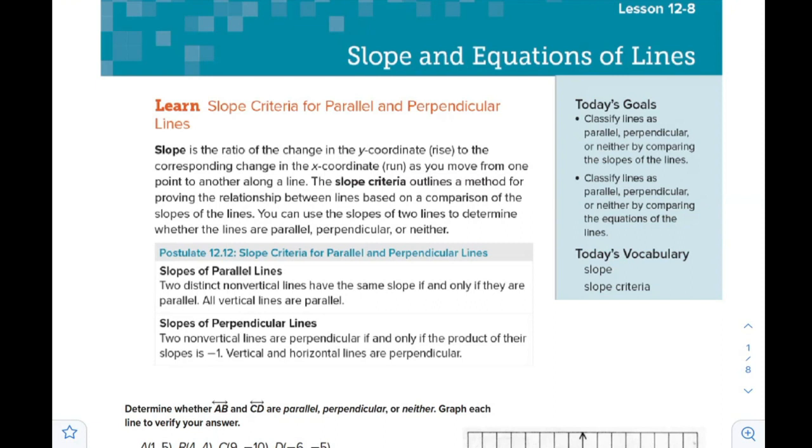Actually, this is not a new lesson. We have studied equations of lines and slopes and everything, but today we are going to focus on relations between lines, as if they are parallel lines or perpendicular lines.